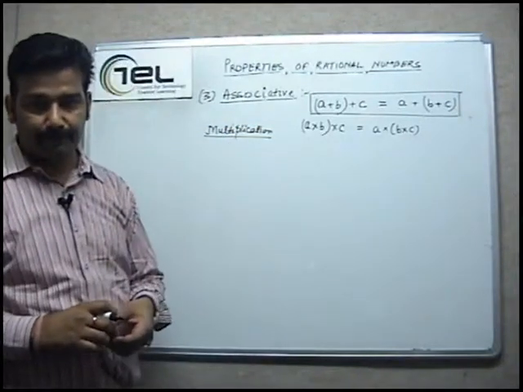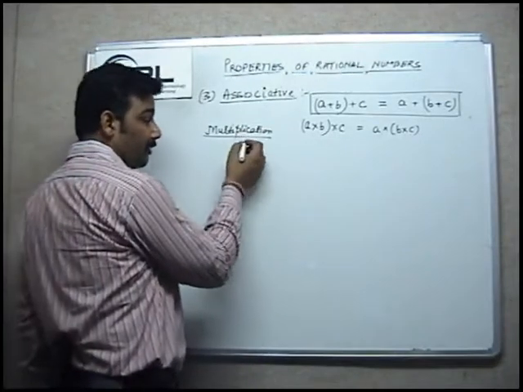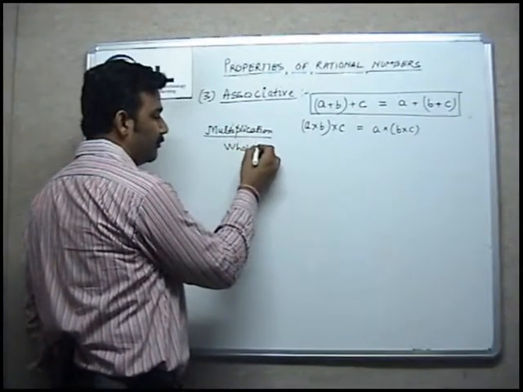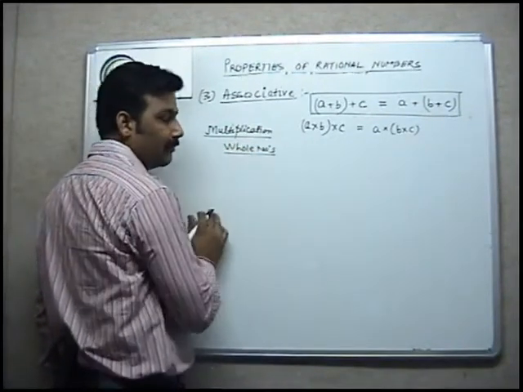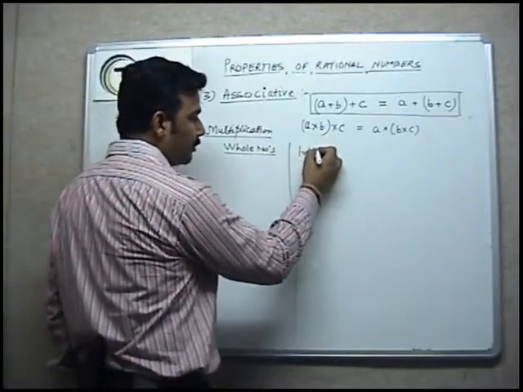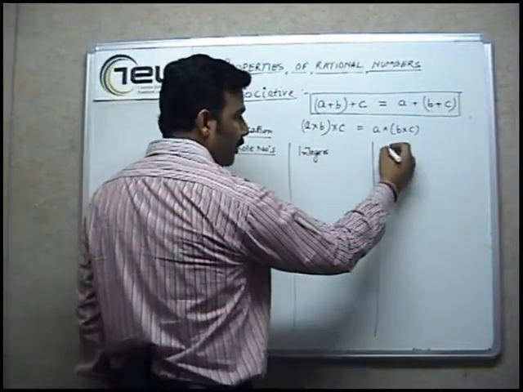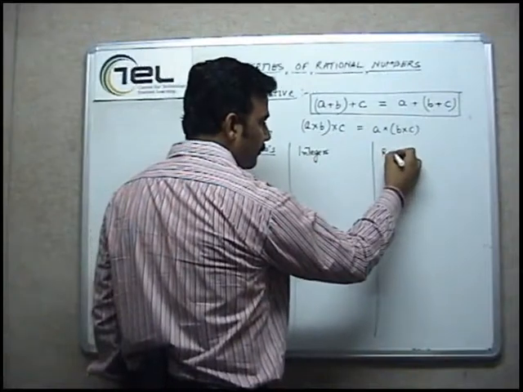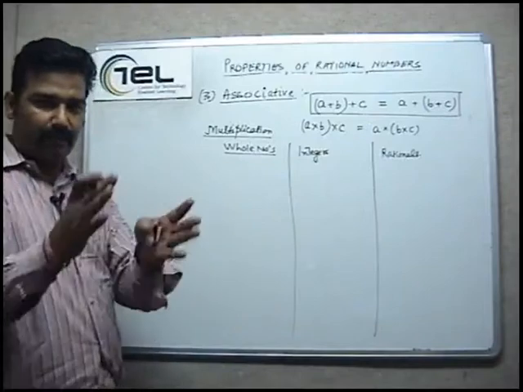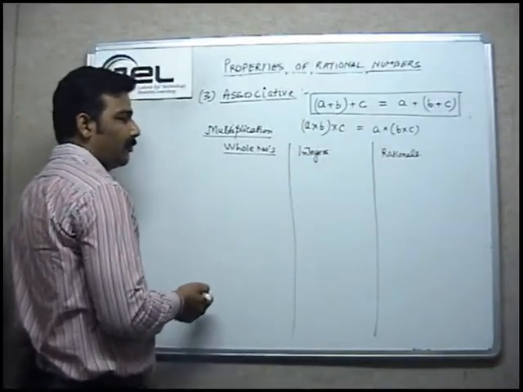Multiplication. What does multiplication say? If I'm taking whole numbers first, here I'm taking whole numbers, here I'm taking integers, and here I'm taking rationals. I'm taking them in a very, very similar way, and simultaneously we can check all of them.